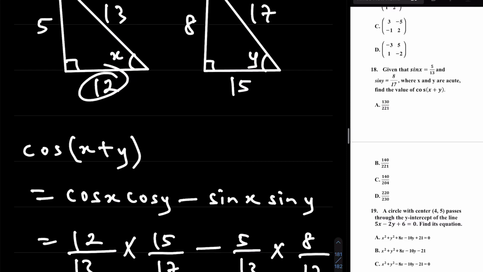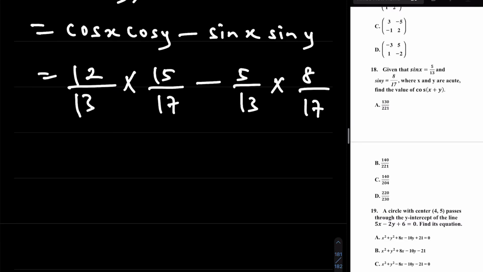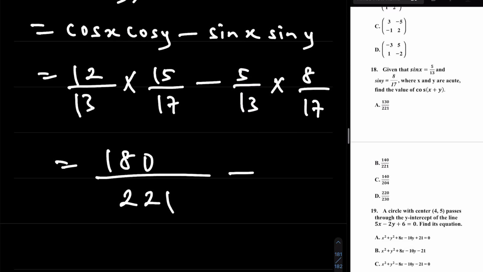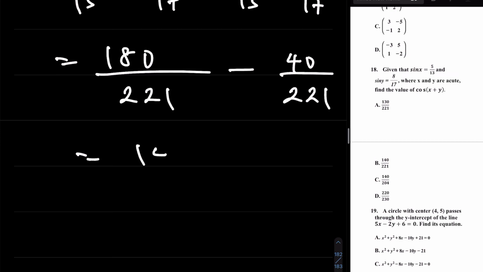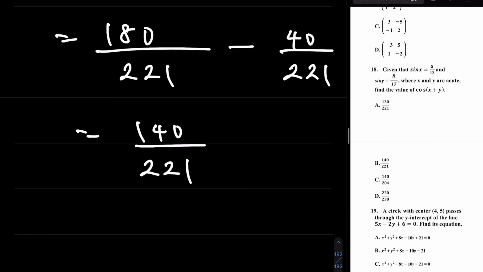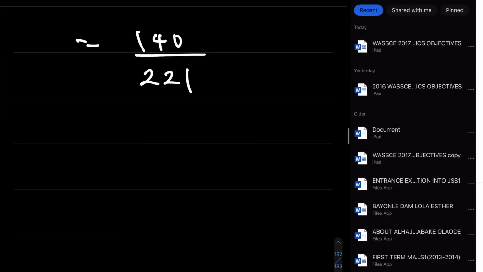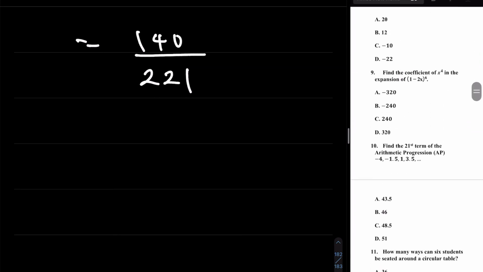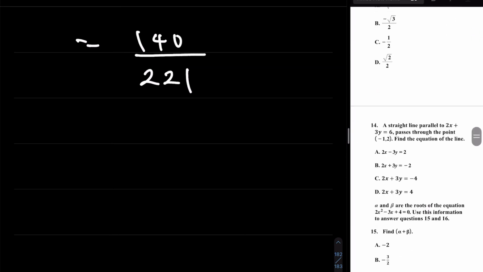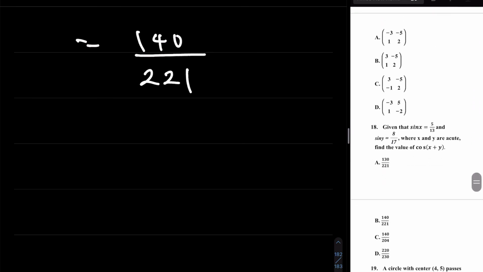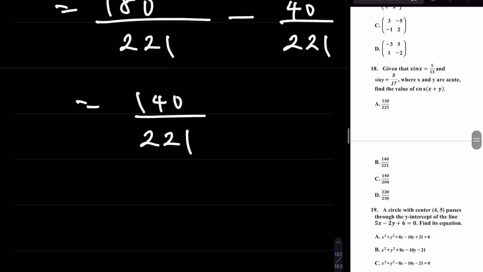And what does that mean? 12 times 15 is 180. 13 times 17 is 221, minus 5 times 8, which is 40, over 221. And that's simply 140 all over 221. So the correct option is B, which is 140 over 221. Sorry about that. Now to the next, that was number 18. So the correct option to that is B, 140 over 221.